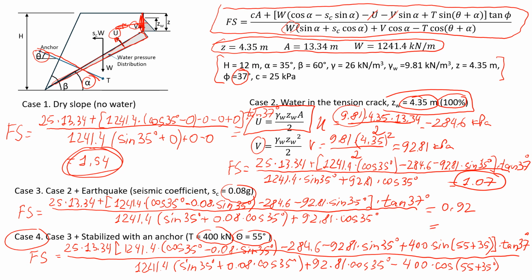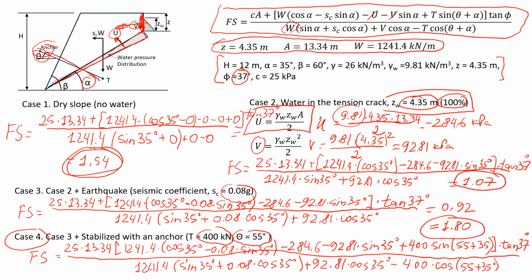Okay, there is no space on the slide, so I'm going to write here. I did the calculation before, and the safety factor will be 1.80. So you see that the safety factor is increased by almost double compared to case number 3 because of this anchor that we installed in the rock mass, right?